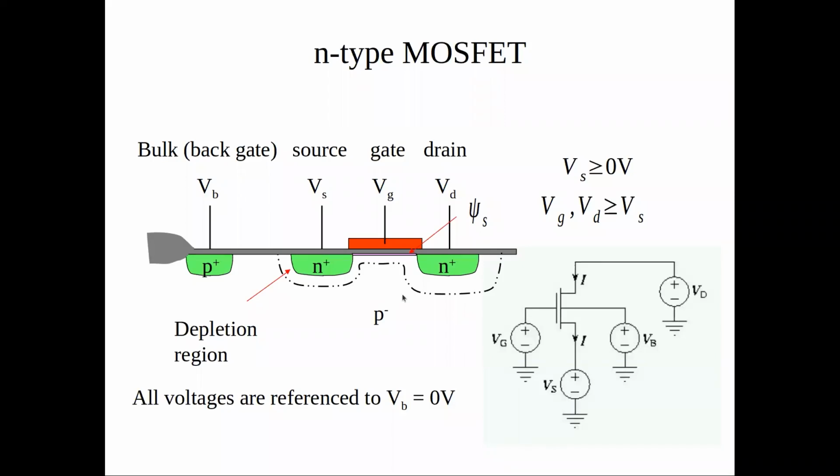The other variable that is shown here, which is important, is this Phi-s. This is called the surface potential. It's the potential that is just under the channel, the potential at the surface of the silicon, and that's going to become important in the next equations.